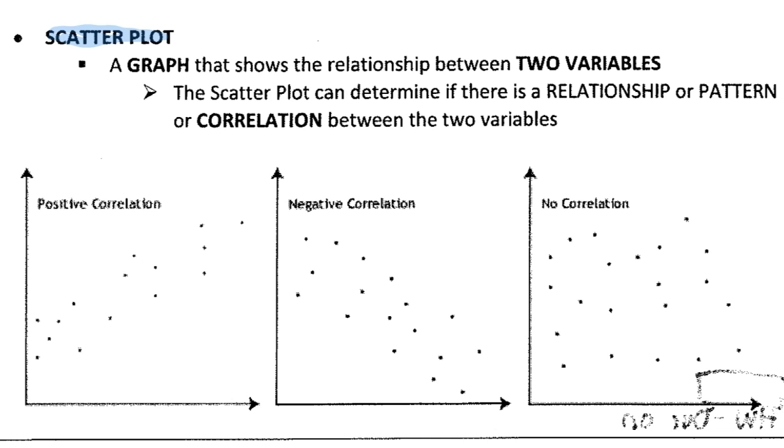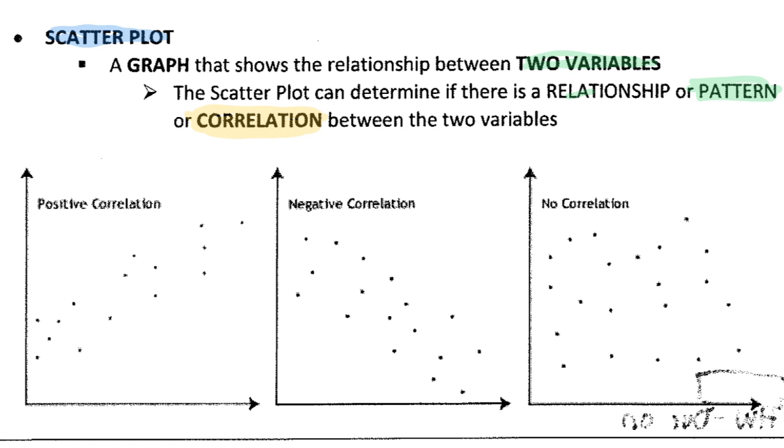So it shows our relationship. It can determine if there is a relationship or really a pattern. We graph this information and figure out if there's a pattern. That pattern is actually called a correlation. That's the technical term, a correlation between the two. And there are three different correlations.